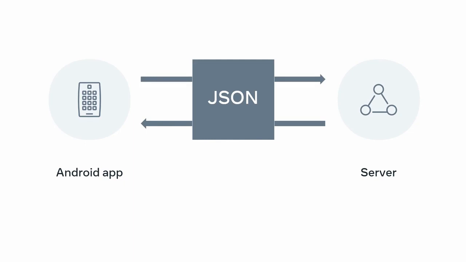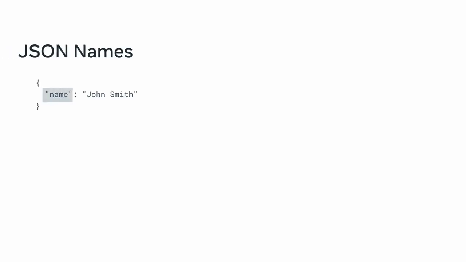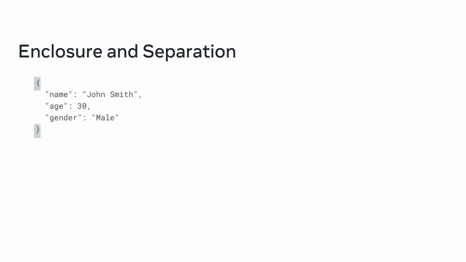JSON is also useful for storing complex states and data. Next, let's revisit the basics of the JSON syntax before exploring its use in storing menu items for the Little Lemon Restaurant app as a JSON object. Recall that JSON names require double quotes, and a colon is used to separate names and values. JSON uses curly braces to enclose objects and uses commas for key-value pair separation within an object.